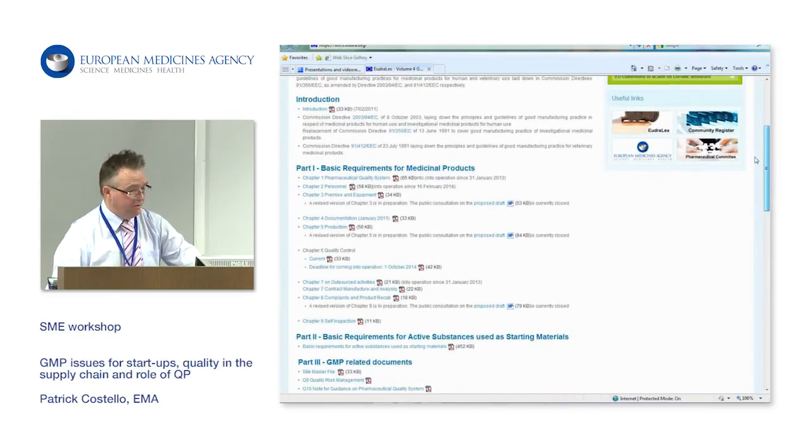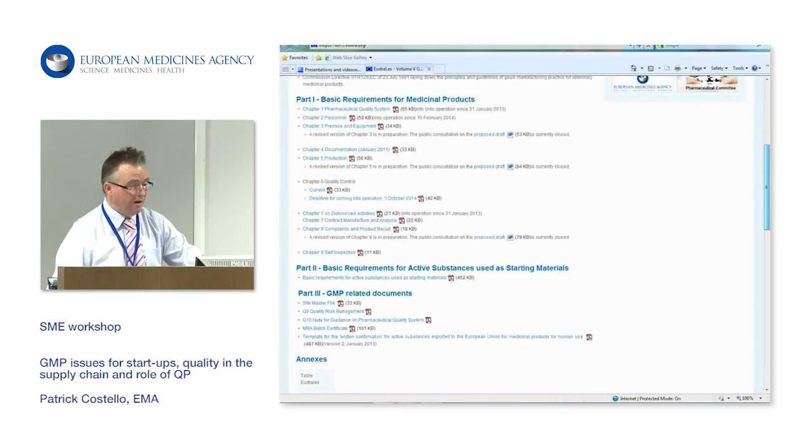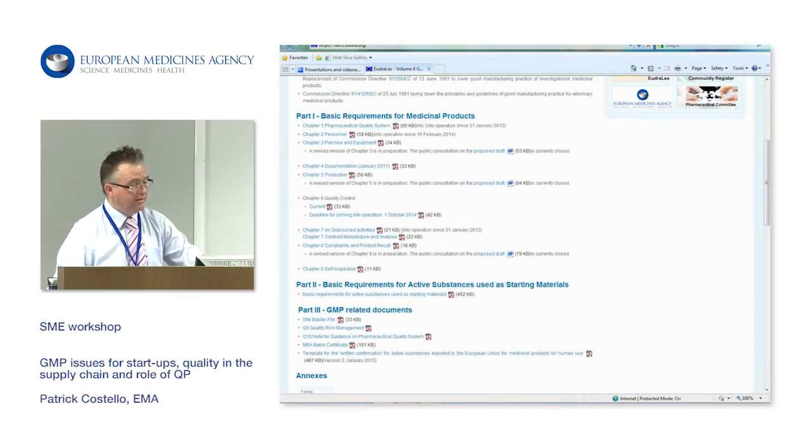And essentially, in the introduction, you can see the legislation or the directives requiring GMP to be put in place. And then the documents are broken up into three parts. Part one is the basic requirements for medicinal products, which really outline a lot of the key quality system components that need to be in place within any manufacturer of a medicinal product. And part one has 9 chapters.